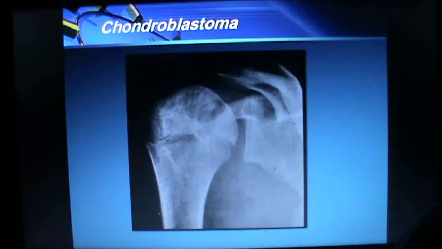Now going to the chondroblastoma, which is something different. It affects the epiphyses and the metaphyses. It is epiphyseal-metaphyseal.